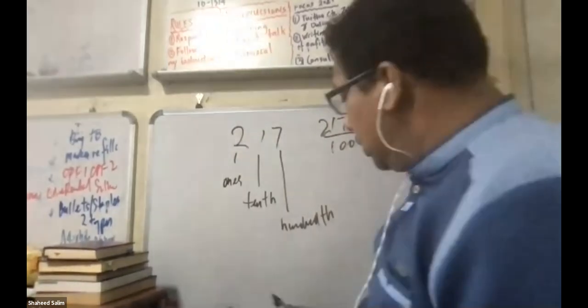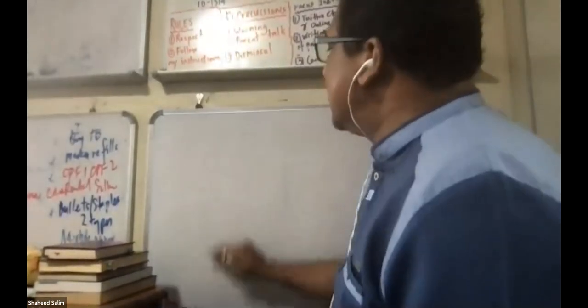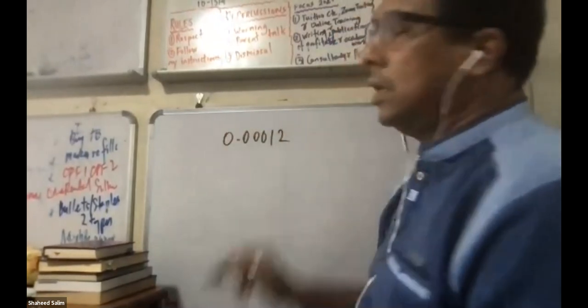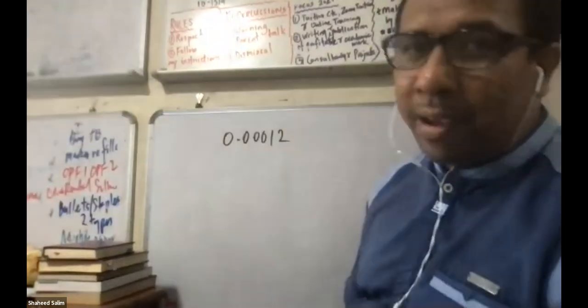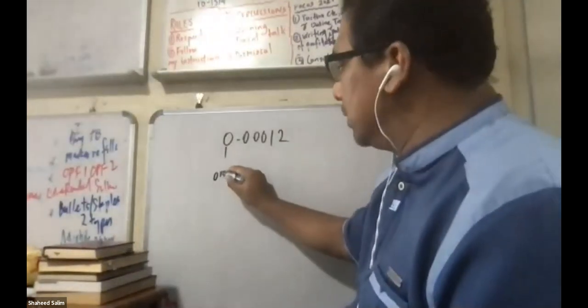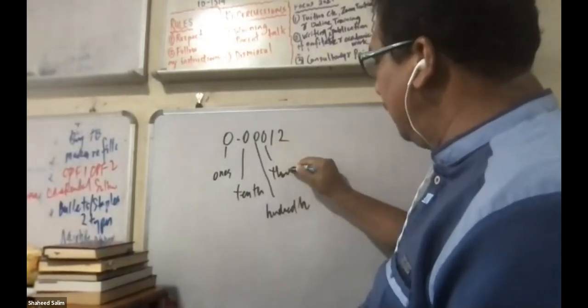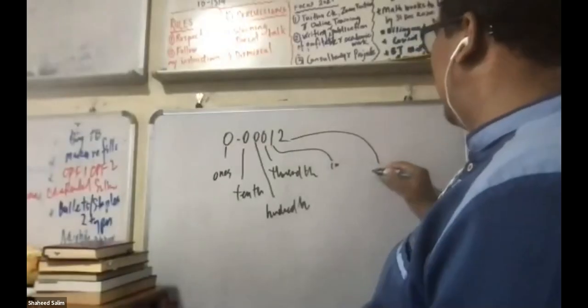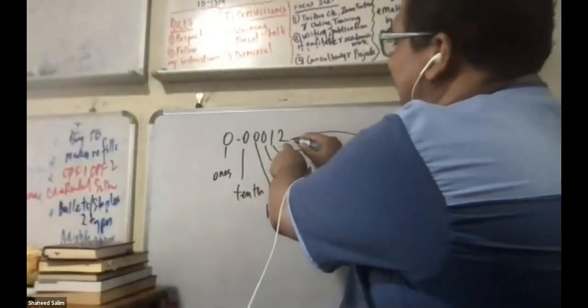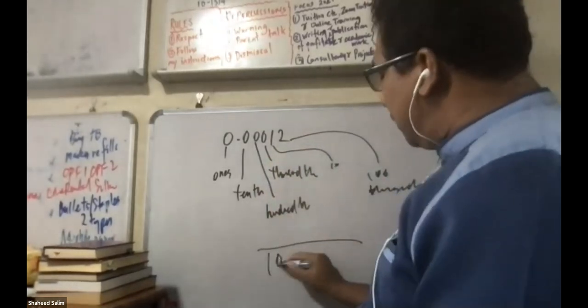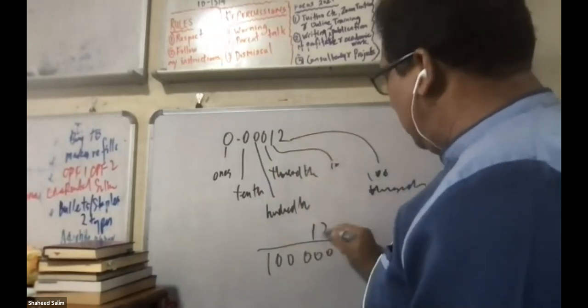Very simple. Let's try. Let's say this one is 0.00012. I never learned five digits, never mind, let's try. This is ones, then tens, then 100, 1,000, 10,000, and then 100,000. So what is at the bottom? Put 100,000. Then the number 12.